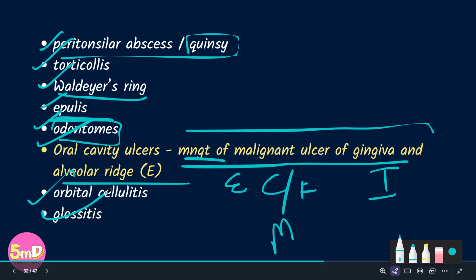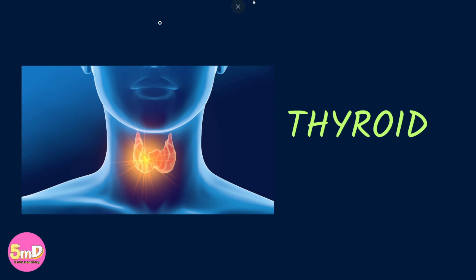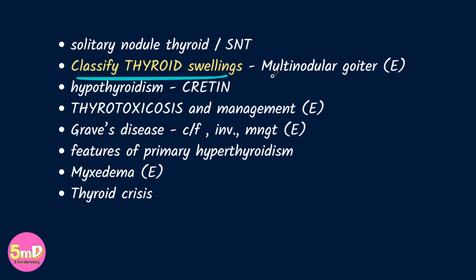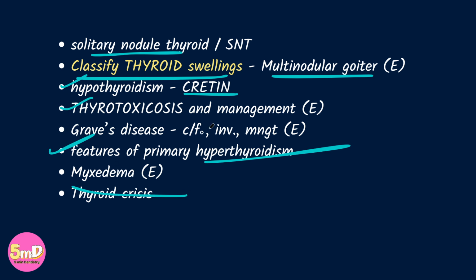Orbital cellulitis, glossitis. The next chapter is on thyroid. In thyroid, you have thyroid swellings, classification, multinodular goiter, solitary nodule of thyroid, hypothyroidism, and hyperthyroidism. Both are important. In hypothyroidism, you have cretinism and myxedema, and in hyper, you have thyrotoxicosis, its management, Graves' disease, clinical features, investigation, and management. See, all which I have marked as E belong to SA.